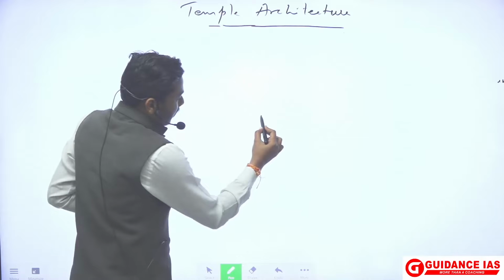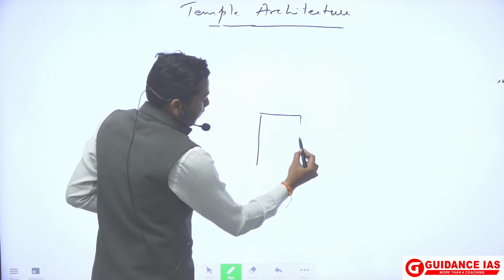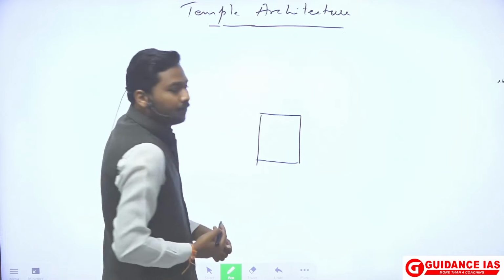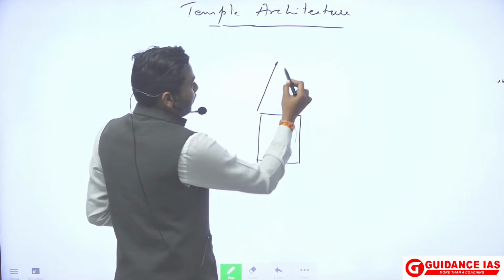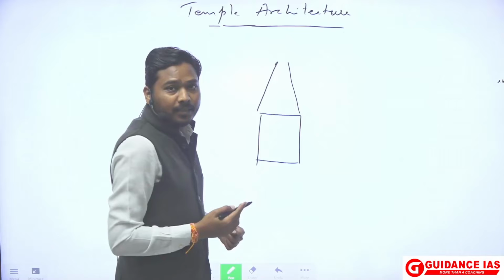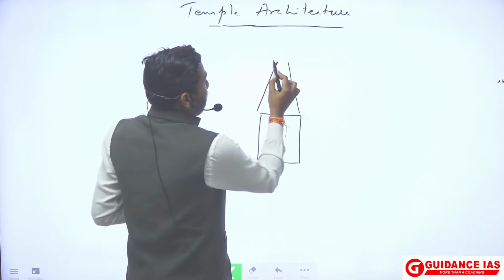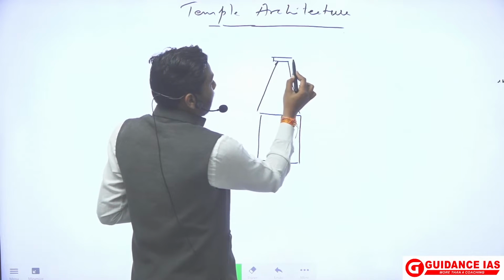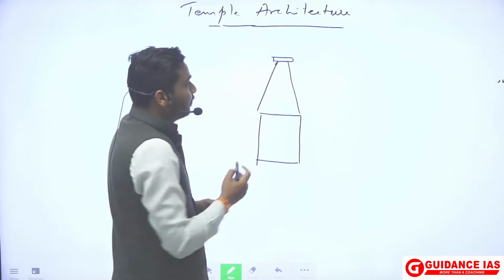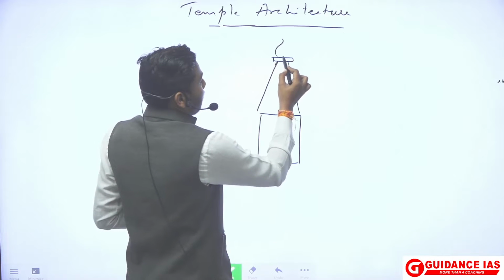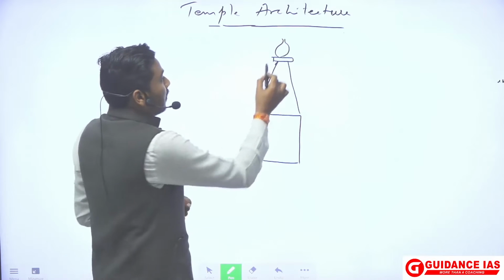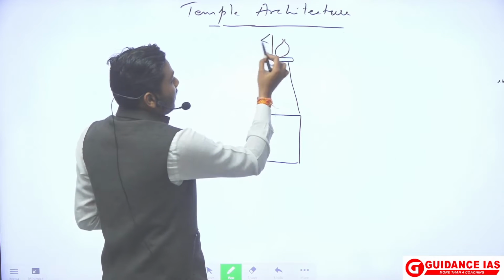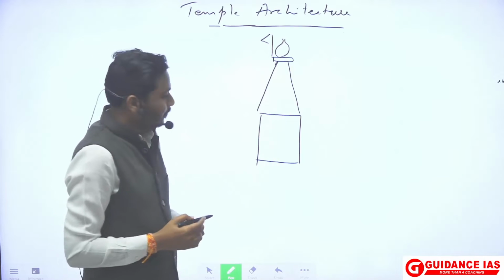So, first, a basic Garbhagriha where the deity remains. Above this Garbhagriha, there is a Shikhar, a leaning tower. Then above this Shikhar there is Amlak. Above Amlak there is Kalash. Clear? Along with this Kalash there is also sometimes a Dhwaja.